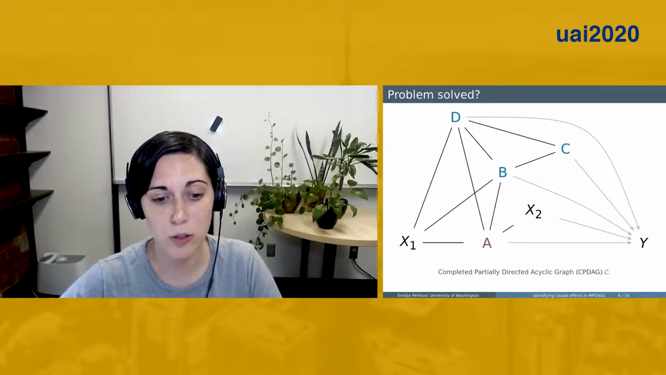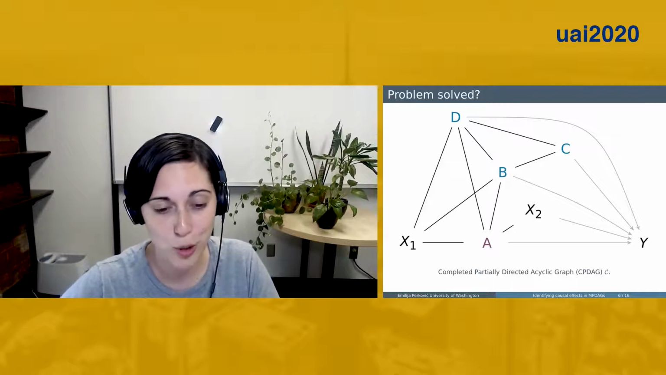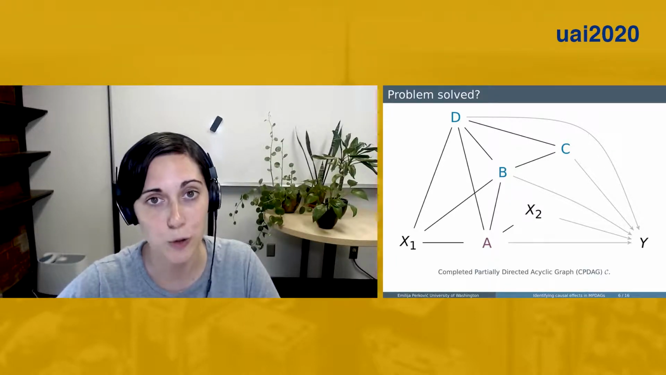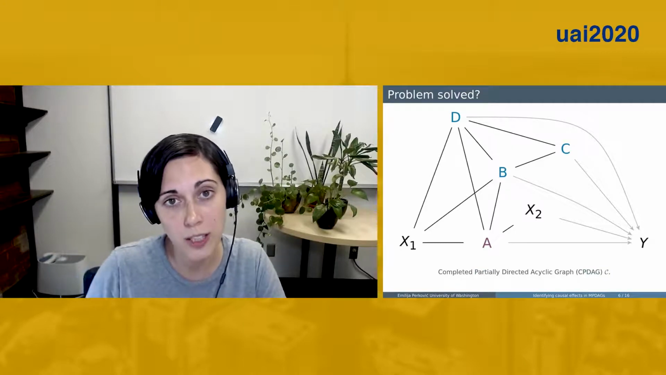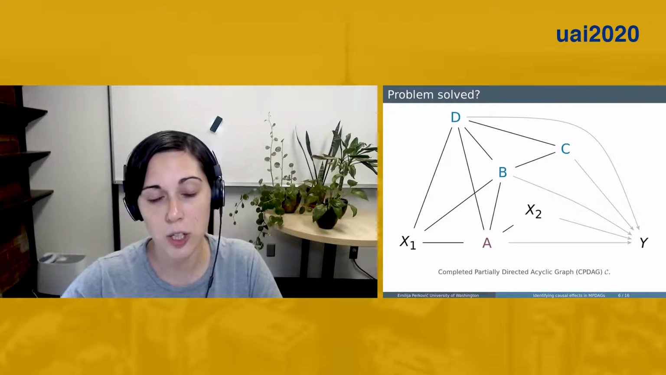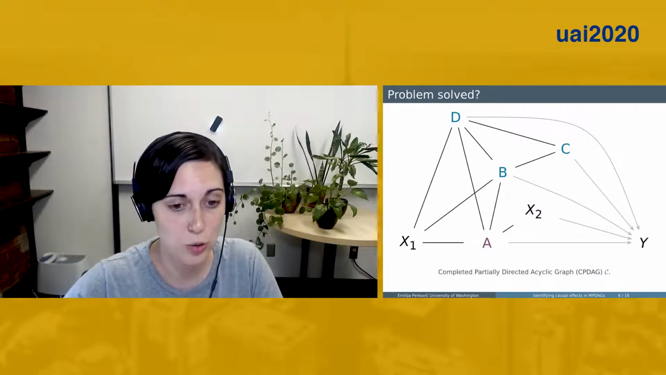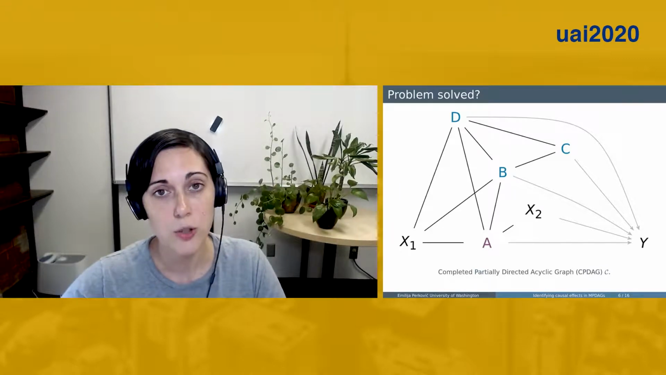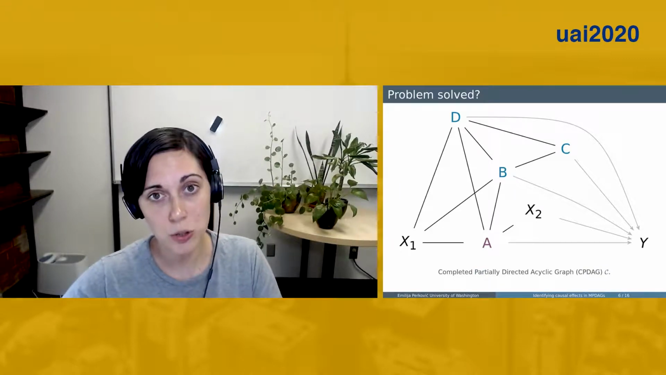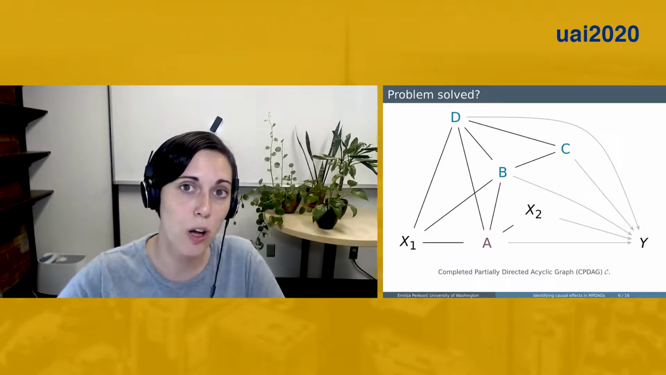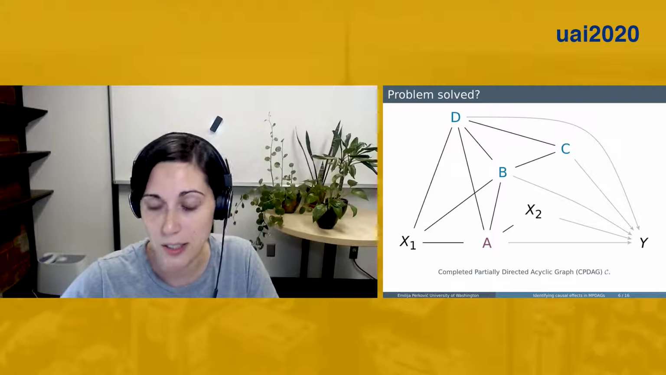This is a graph that belongs to the class of completed partially directed acyclic graphs, or CPDAGs for short, and it contains both directed and undirected edges. The undirected edges here mean that we are unsure about these causal directions. We don't know if X1 causes A or if it's the other way around. So essentially, this graph is a summary graph that represents an equivalence class of DAGs that contains the true causal DAG, but we don't know which one it is.